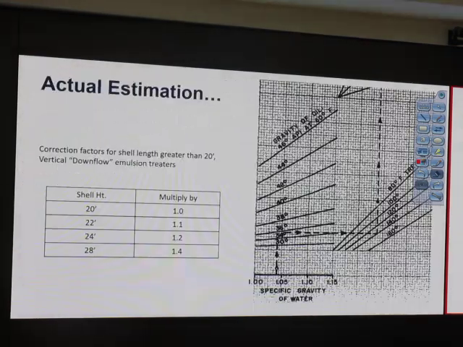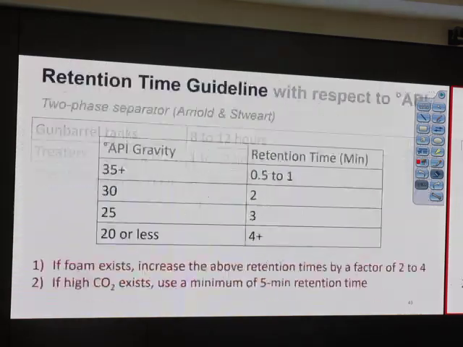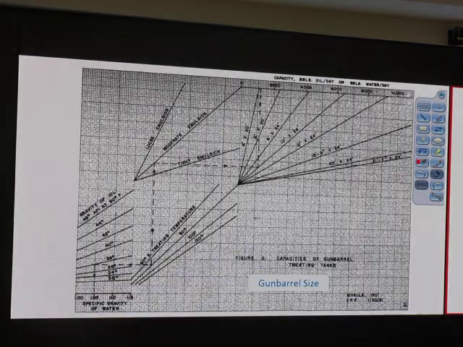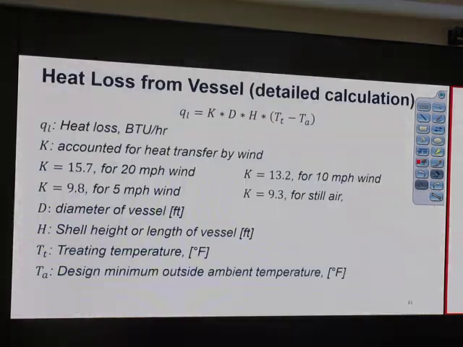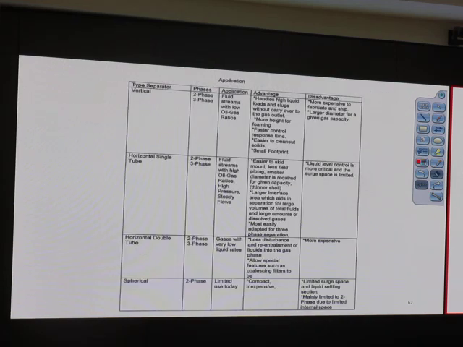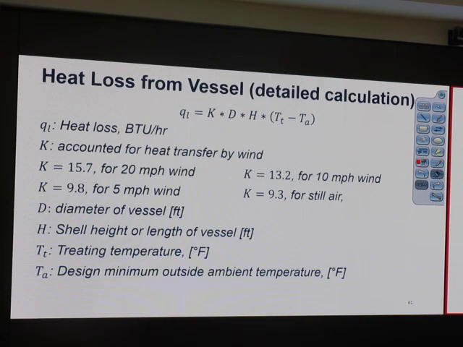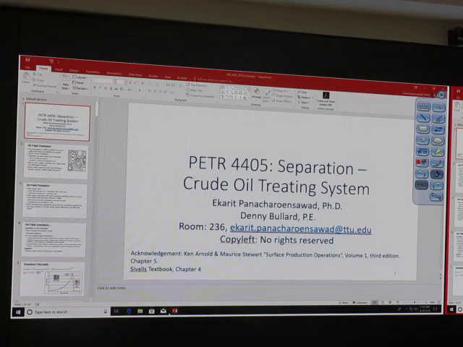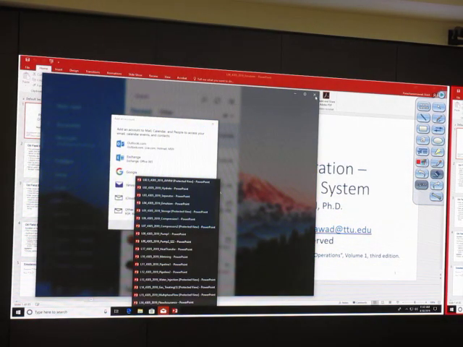You know how to use this chart? Too easy, right? And that's it for this important thing. Heat loss from the vessel. A little bit too much, I think. Number 5.